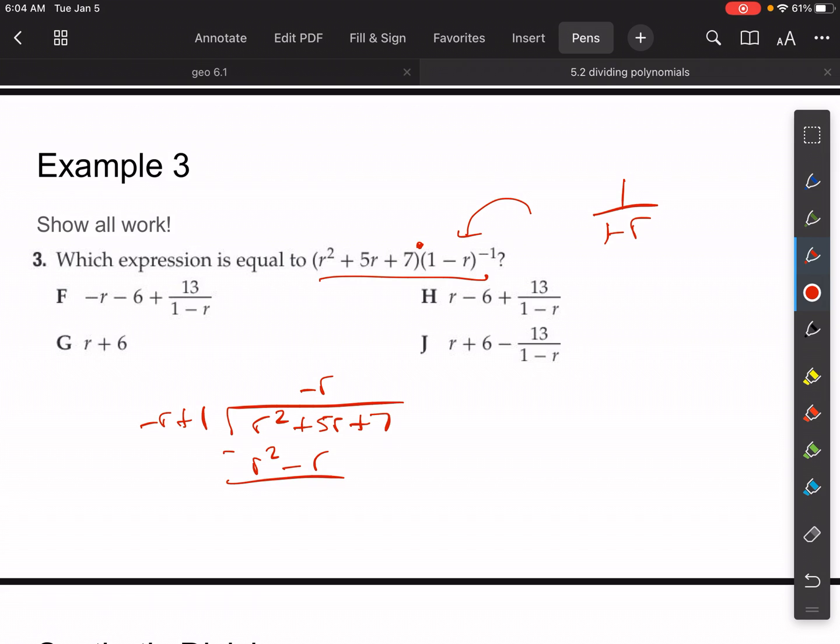If we subtract here, we're left with 6r. Bring down our 7. Okay, and then negative r goes into 6r negative 6 times. Negative 6 times negative r is 6r. Negative 6 times 1 is negative 6. Subtract. And this goes away, and then I have 7 minus negative 6, which is positive 13. And notice this is the end of the road because we've already brought down everything that we could.